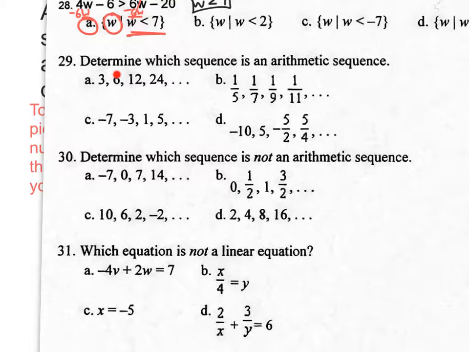So if you pick 6 and subtract the previous number from it, that's 3. But 12 take away 6, that's not 3. 12 take away 6 is 6. 24 take away 12 is 12. So this is not common. There's not a common difference here. The difference between 3 and 6 is 3. The difference between 12 and 6 is 6. So it's not common.